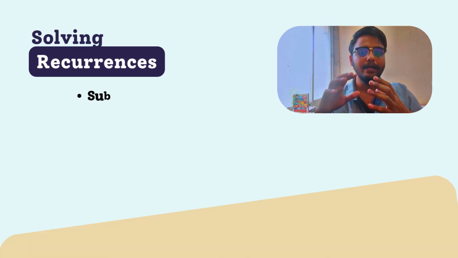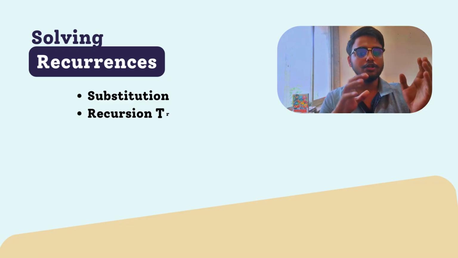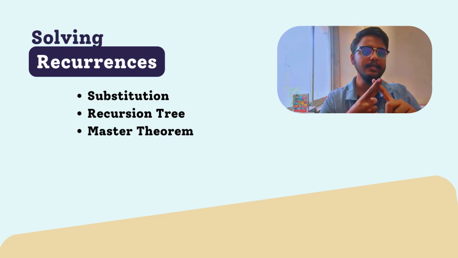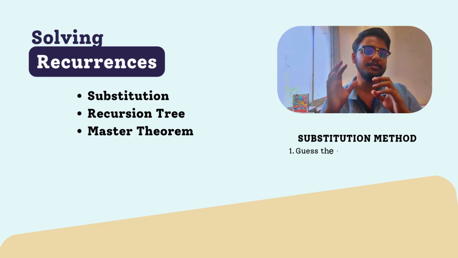Now moving on to the main part, how we solve these recursion functions. To solve these recursive functions, there are mainly three methods. The first one is the substitution method, the second is the recursion tree method, and the third one is master theorem, which is the most powerful method in solving the recursive relations.